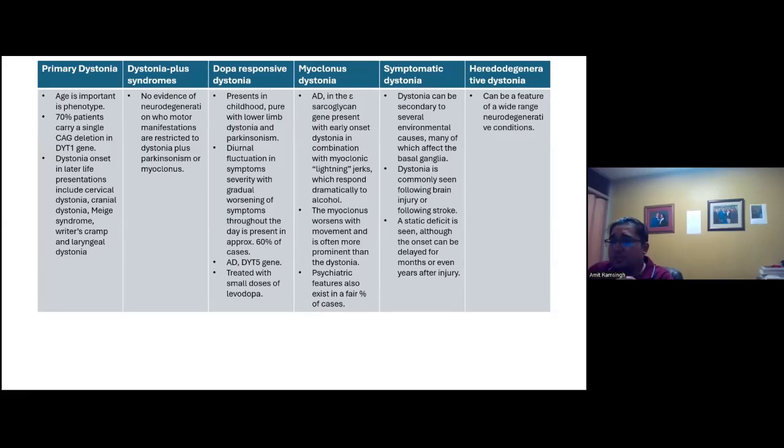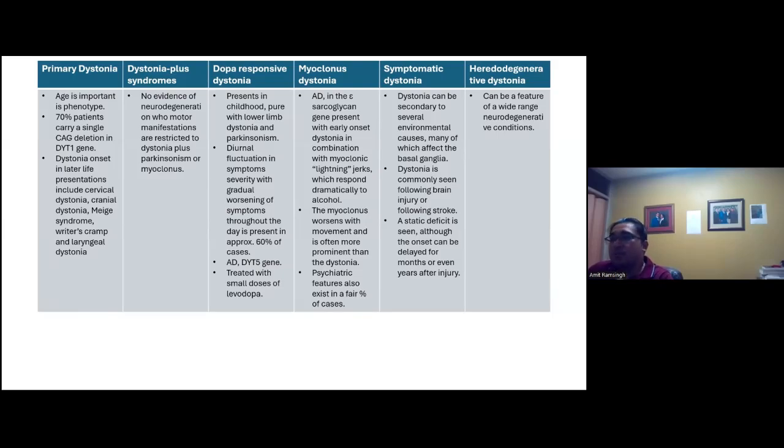The dystonia plus syndromes, there's no association or evidence of neurodegeneration, but it's usually restricted to that of dystonia plus parkinsonism or myoclonus. Dopa-responsive dystonia mostly presents in childhood in the lower limb, and there's a diurnal fluctuation in symptoms with a gradual worsening throughout the day, and it's usually treated with small doses of levodopa.